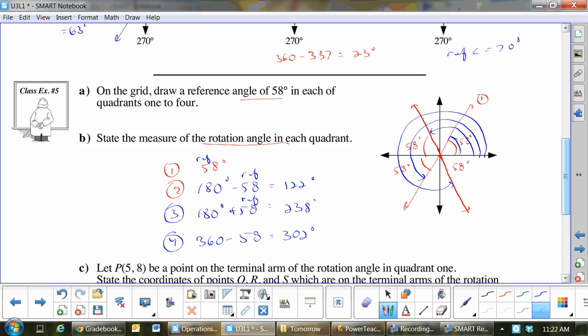Okay? So again, you can memorize that. Quadrant 1, ref equals rotation. Quadrant 2, 180 minus reference. Quadrant 3, 180 plus reference. Quadrant 4 is 360 minus reference. Okay? Now, I don't have that memorized. If you asked me, I'd go like this, and I'd go, oh yeah, 360 minus ref. So that's how I would do it. Okay?